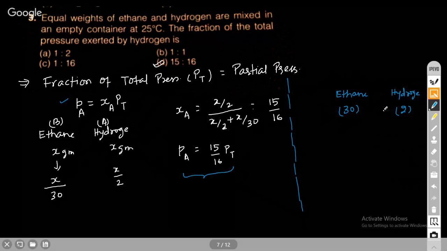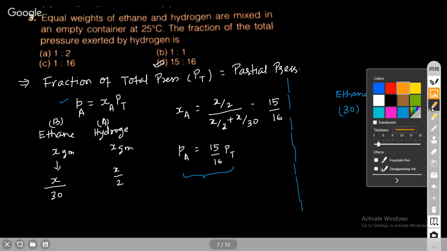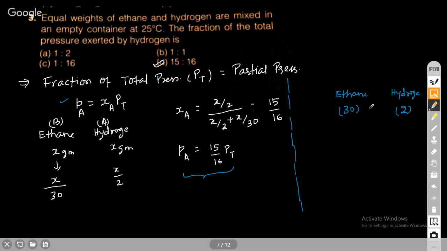But now you see, since they have given equal mass, what I assume is, whatever the molecular masses you get here, you take the higher value as the mass of each of these. Suppose 30 is the higher value in these two. So what I assume, we have 30 gram of ethane, and since they have equal weights, hydrogen must also be 30 gram only.